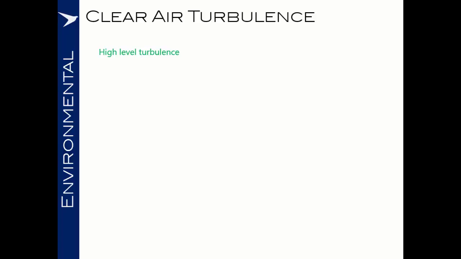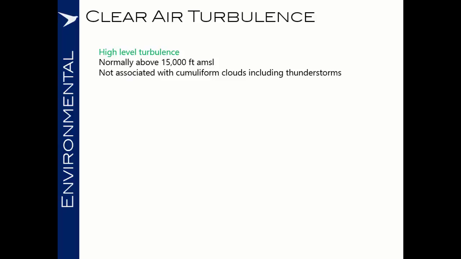Now, this is usually a high-level turbulence, which is normally above 15,000 feet above mean sea level. It's not associated with cumuliform clouds, including thunderstorms, so there may be no visual evidence that there is air turbulence ahead. It's often associated with jet streams, but can be very hard to predict.